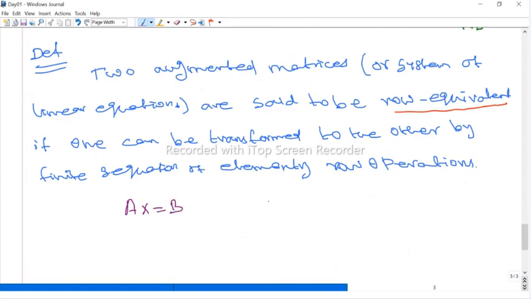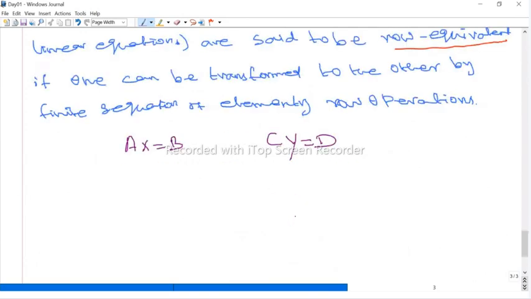Suppose we have another system, Cx = d. There is no need to take the same variable; you can take some other variable y, or y1, y2, and so on. That is not the issue. When we say these two systems are equivalent, we usually use a notation like delta. This system is equivalent to this system.